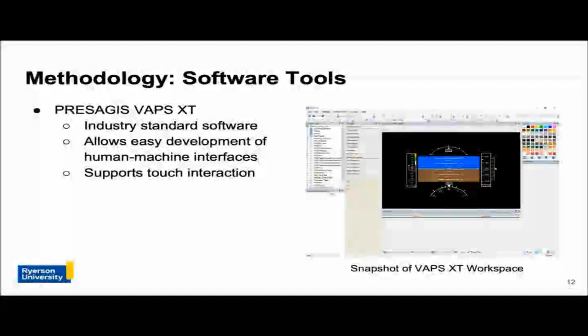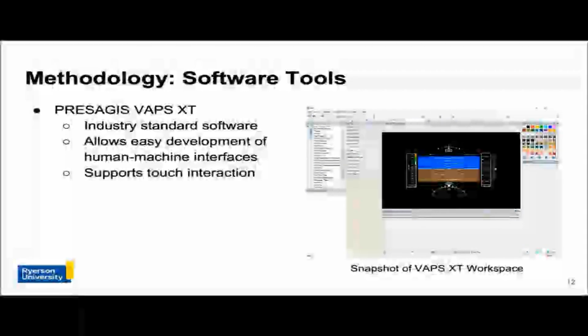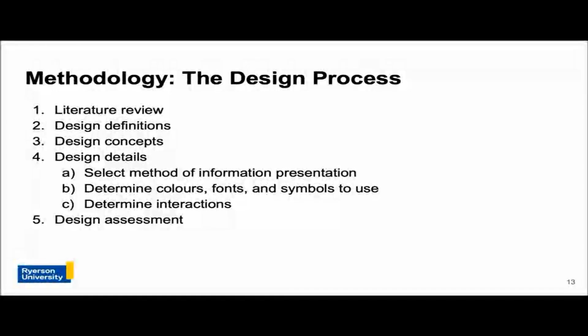VAPS-XT is an industry-standard software that allows users to quickly and easily develop and prototype human-machine interfaces. The software is widely used by aircraft manufacturers and researchers as it supports touch interaction modules, various avionics standards, and much more. The design process used in this thesis is composed of 5 main steps.